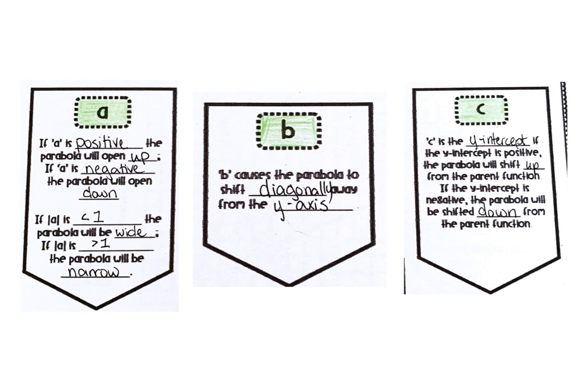All right. B. B causes the parabola to shift diagonally away from the y-axis. C is the y-intercept. So whatever your C is, then that is going to be your y-intercept. If the y-intercept is positive, it will shift up. If it's negative, it will shift down.